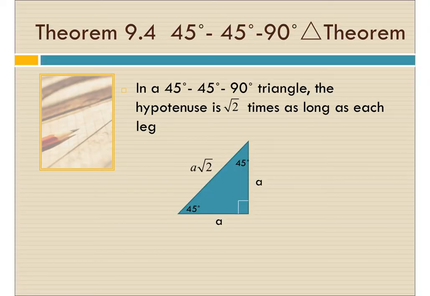The first example that you guys need to know is when we have a 45, 45, 90 triangle, okay? In a 45, 45, 90 degree triangle, the hypotenuse is the square root of 2 times as long as each leg. So in the diagram, notice how each of the legs is A units long, right? Do you guys see that? This length is A and this length is A. The hypotenuse will always be the square root of 2 times the value of A.